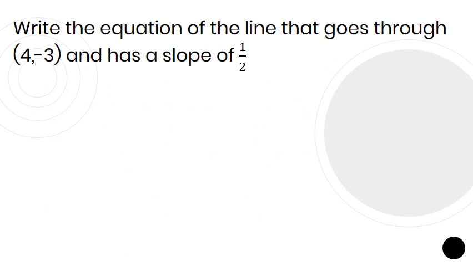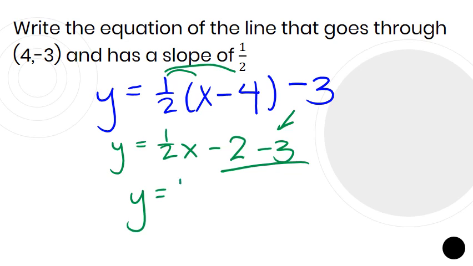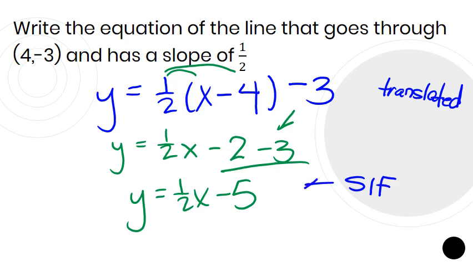Given information, let's write the equation of a line that goes through 4, negative 3, and has a slope of 1/2. So in this case, I'm going to choose translated form because I know my slope, my m. I'm going right 4, down 3. If I ask you to transform that into slope-intercept form, then I need to distribute, which would get me to 1/2 x minus 2. Bring down that minus 3. Combine like terms. 1/2 x minus 5. So pay attention to directions. Does it matter which way I ask you to write it, or am I specifically asking for slope-intercept form?